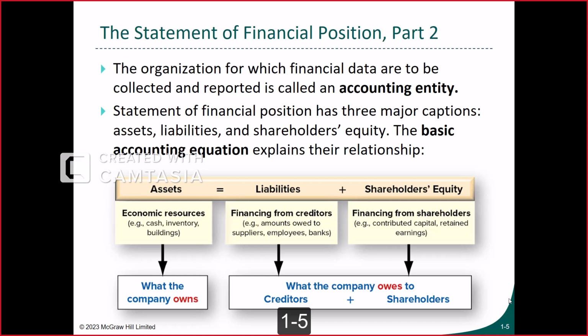We show our list of assets, the items plus the amount and the total, and from the other side we show two subcategories of financial resources. External resources, that is the liability, financial from creditors, amounts owed to suppliers, to employees, to banks, to government. These are debt liabilities, and also the shareholder equity, contributed capital, and retained earning. That's the reason we call it balance sheet.